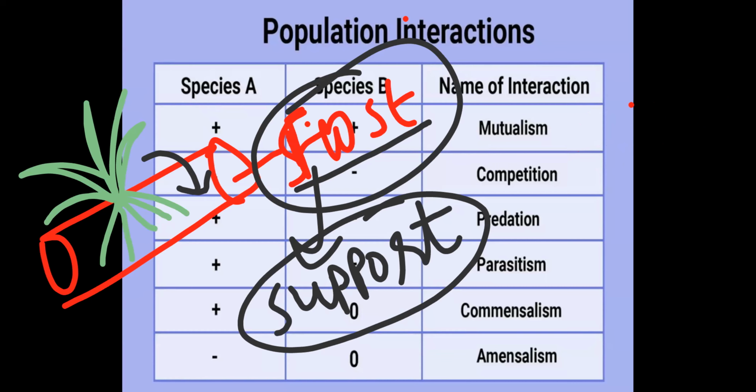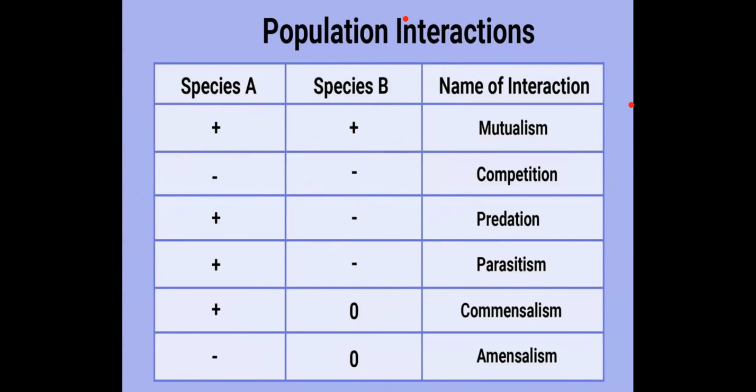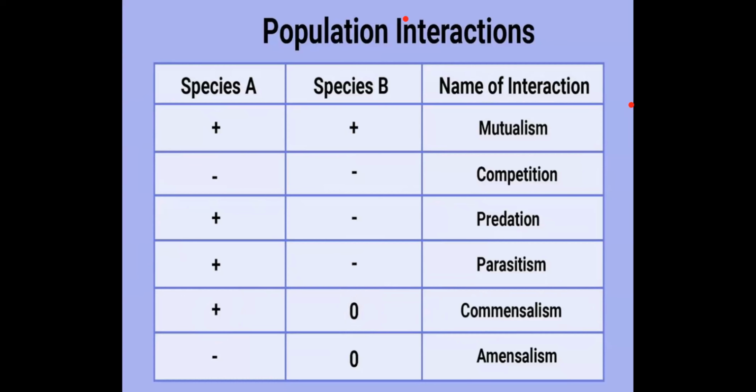Right, no benefit, no harm. So that's why for one species we consider a plus sign, and for the other, which does not get harm or benefit, we write zero. That type of interaction we call commensalism, in which one species gets benefit and the other gets no harm, no benefit, not affected, in short.